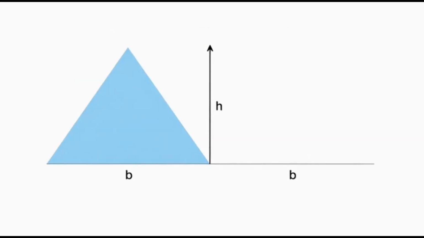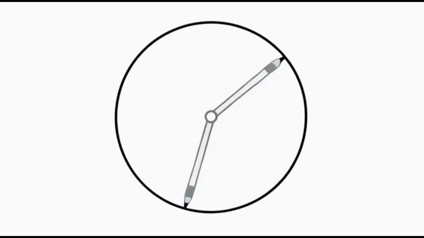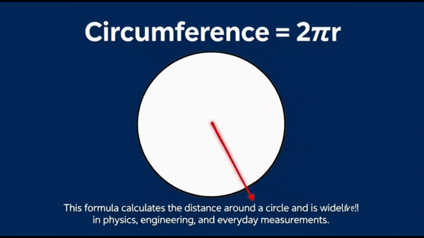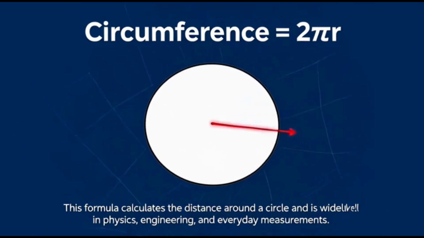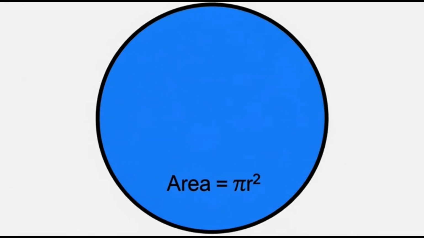This formula shows that a triangle's area is exactly half of a rectangle with the same base and height. Circles introduce the constant pi, which appears in many important mathematical and scientific formulas. This formula calculates the distance around a circle and is widely used in physics, engineering, and everyday measurements. The area of a circle depends on the square of its radius, multiplied by the constant pi.